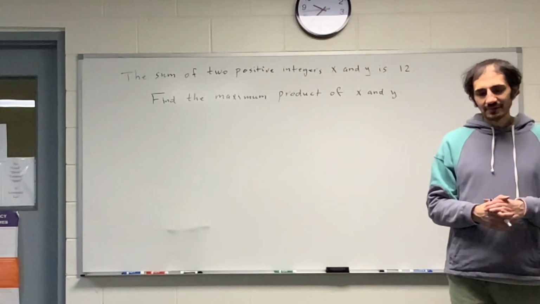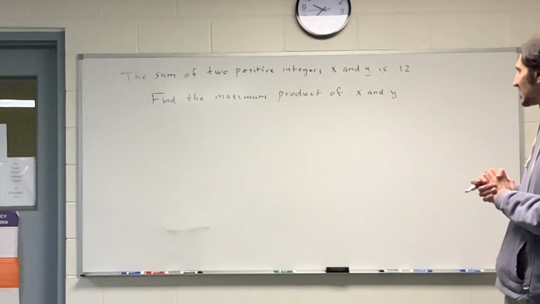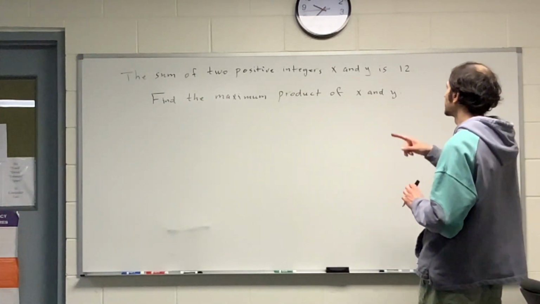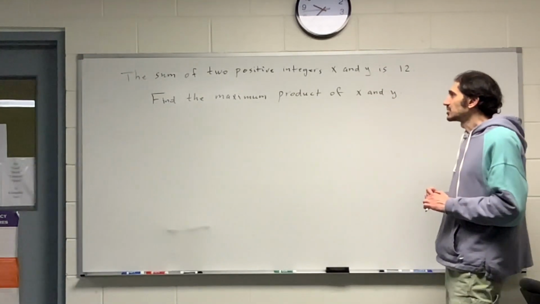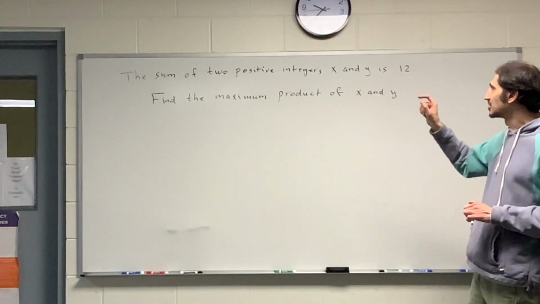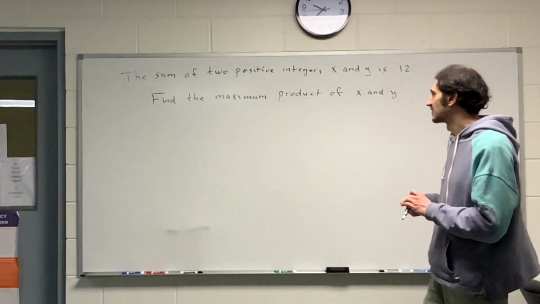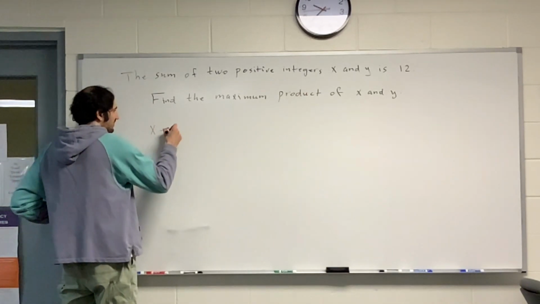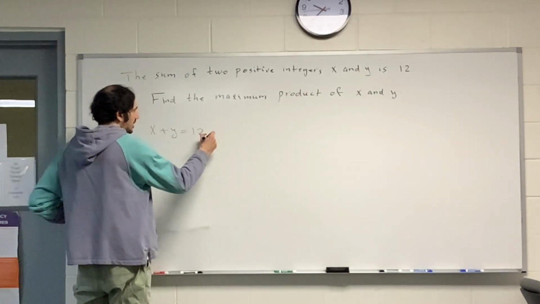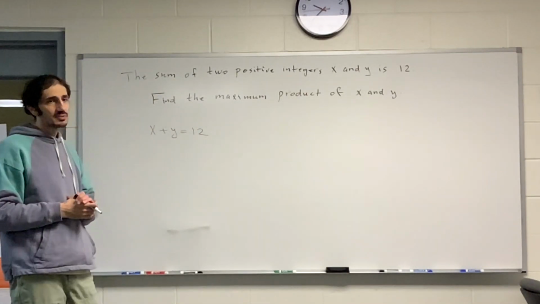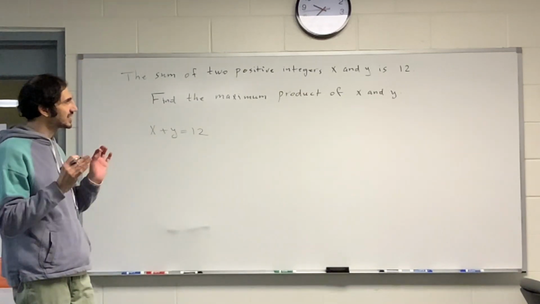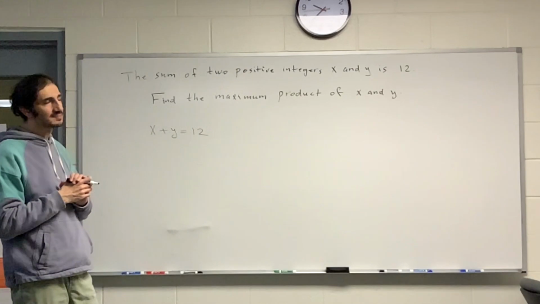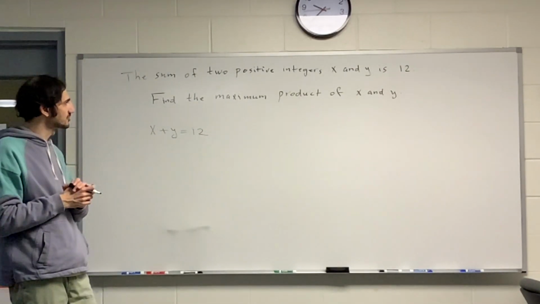So today we're gonna have an optimization problem, and as you can see, I have two positive integers and we call them x and y. What's already given is that the sum of these two integers is 12, which means I already have x plus y equals 12. And they want me to find the product as big as I can. So find the maximum product of the two numbers x and y.